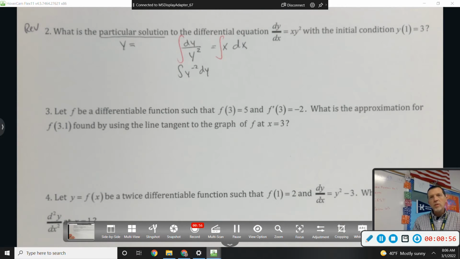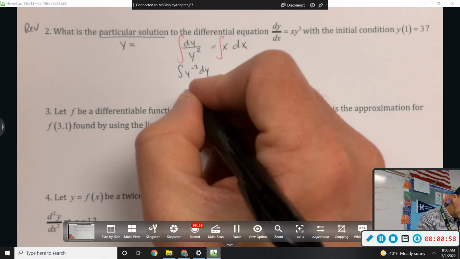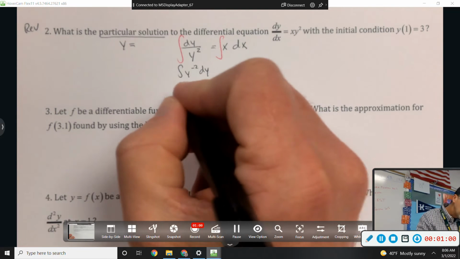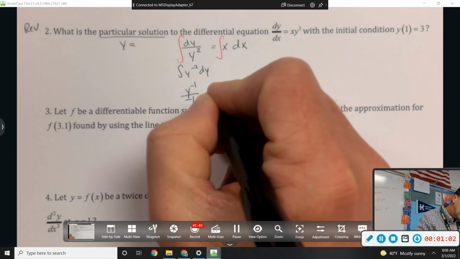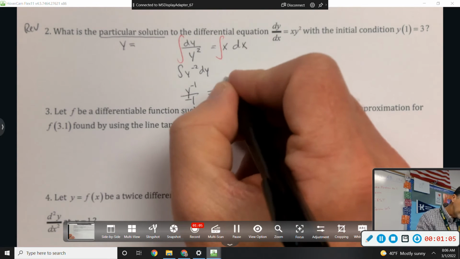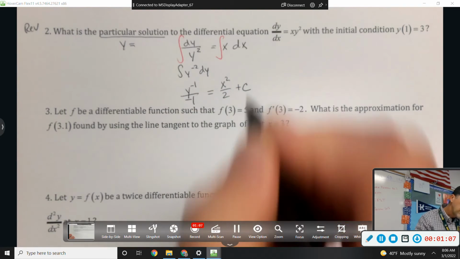So now it's a power rule problem. Increase the power by 1, divide by the new power. Same thing on the other side. Increase the power by 1, divide by the new power.